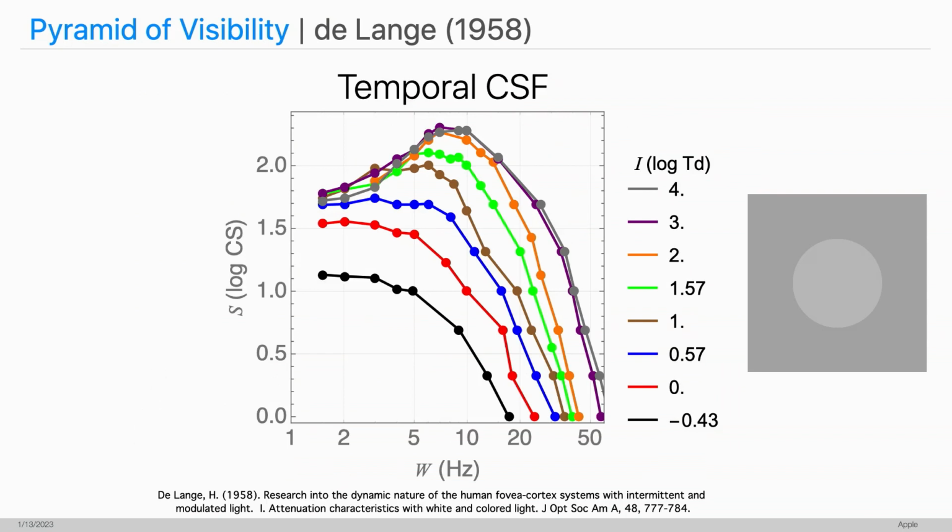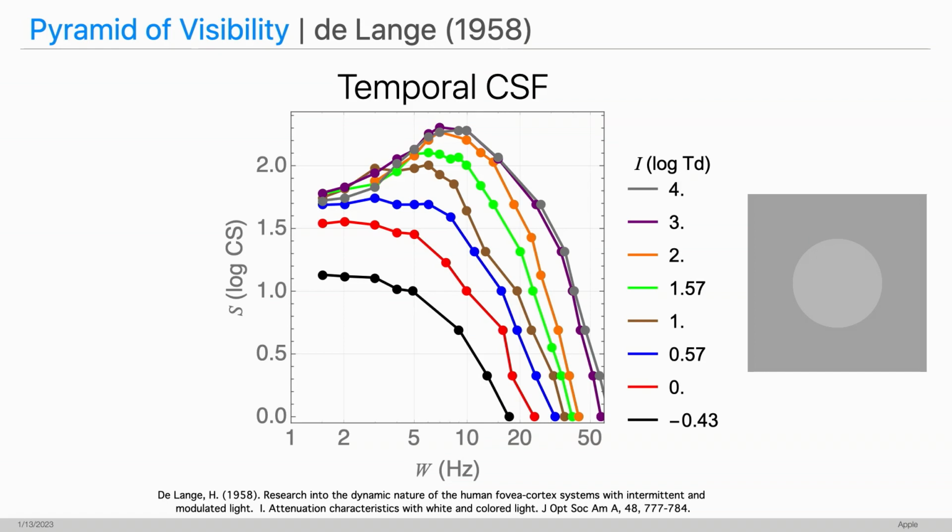And the vertical axis there, again, is that log sensitivity that I mentioned a moment ago. And the horizontal axis is temporal frequency in hertz. And these are classic temporal contrast sensitivity functions. And the different colored curves are for different adapting light levels. The one at the bottom is for an extremely dim light level. You can see over there on the right, expressed in log trolands. And then the other curves are for higher luminances.